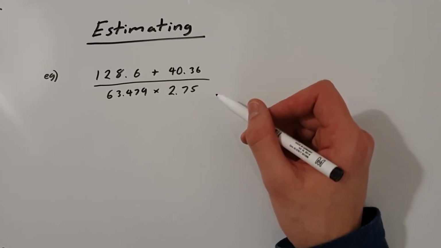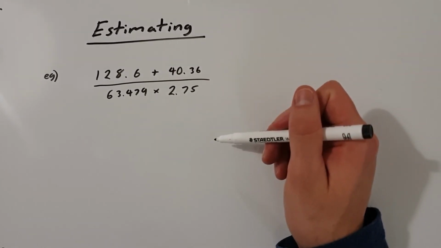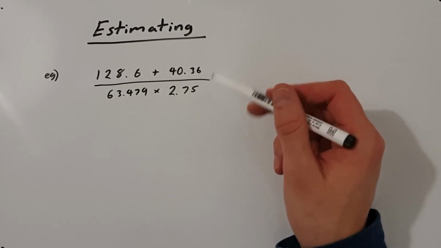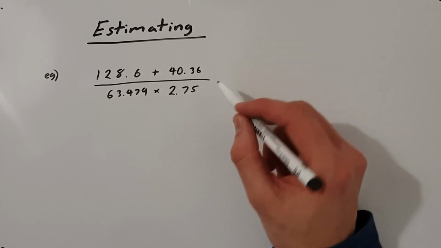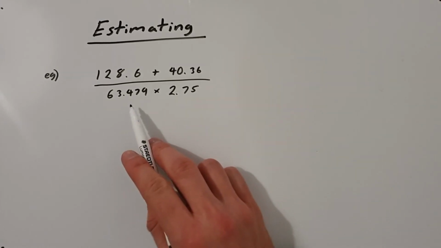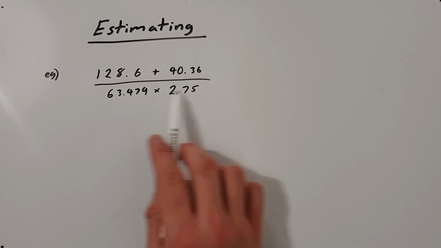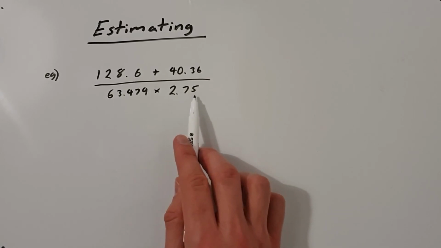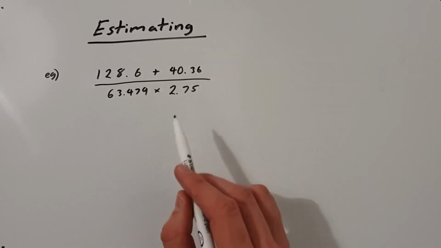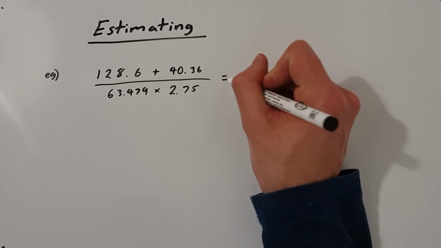Okay, so moving on to the final part of this video then, we're going to be looking at estimating and how we can use the things we've just learned in the previous 2 parts of this video, so rounding to decimal places and to significant figures, to make some really horrible looking calculations a lot easier just by rounding them up to the nearest decimal place or significant figure. So the example I've got in front of me here is 128.6 plus 40.36 over 63.479 multiplied by 2.75. Okay, really difficult to work out in your head, but this question thankfully allows us to estimate this. So that means we can round some of these numbers up.